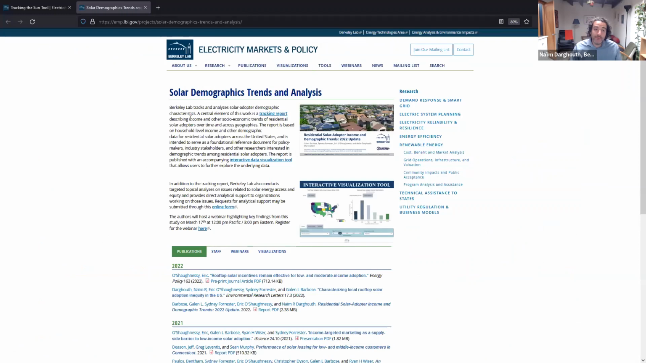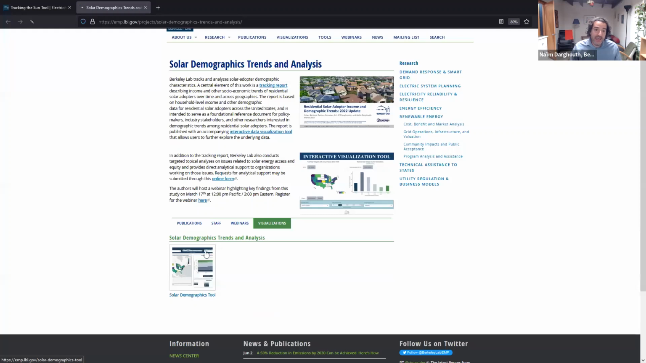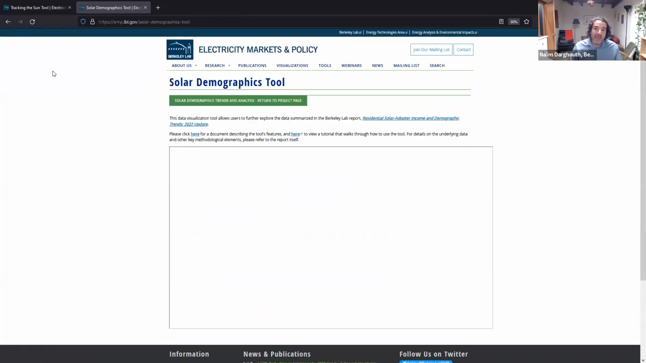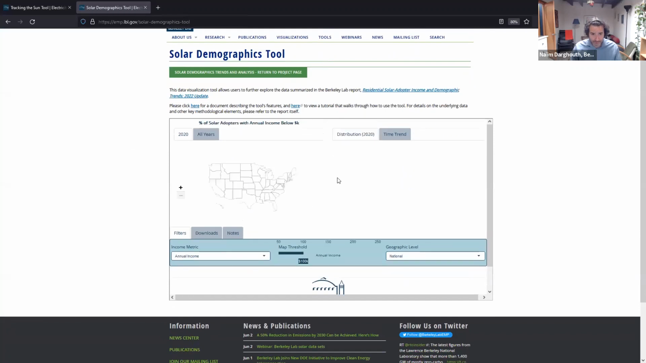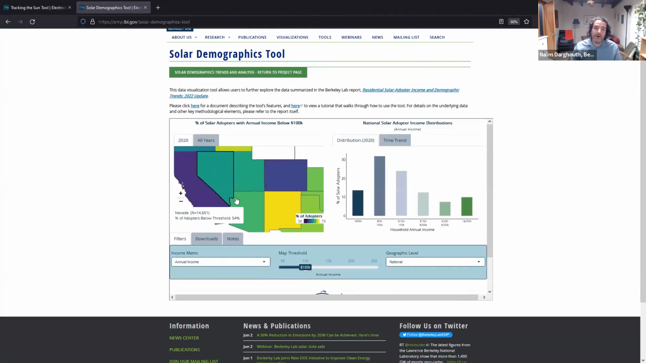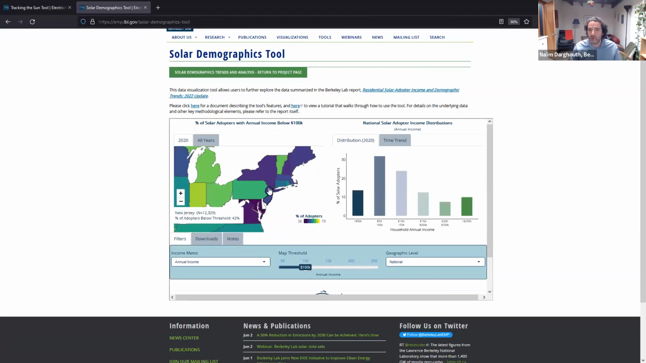So from the Solar Demographics landing page, which is that link I just shared, you can click on visualizations and again on the tool. And here you have a similar structure to what we had seen before, except that you have a kind of a mapping, which you can click and zoom as you would in Google Maps, and then create custom distributions of incomes of solar adopters, for example.